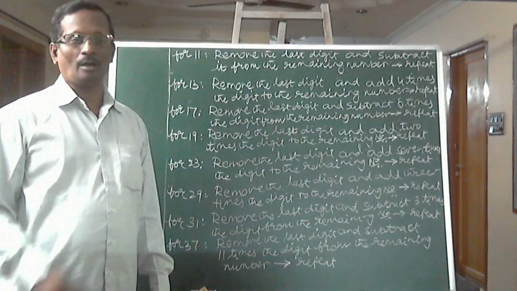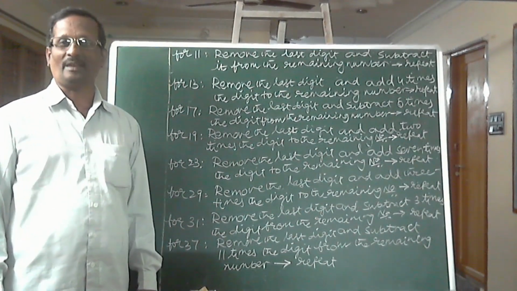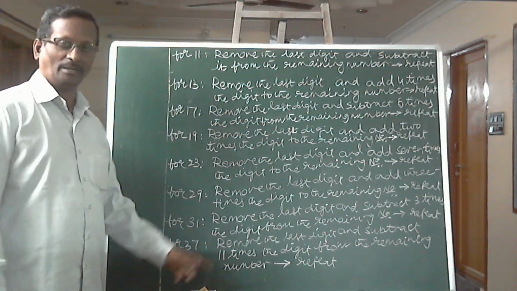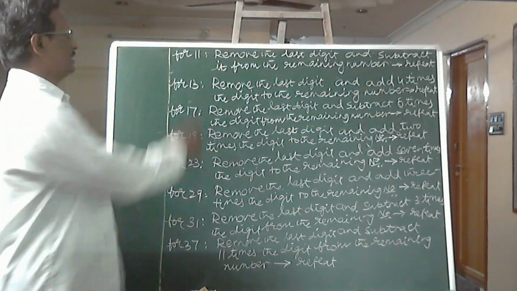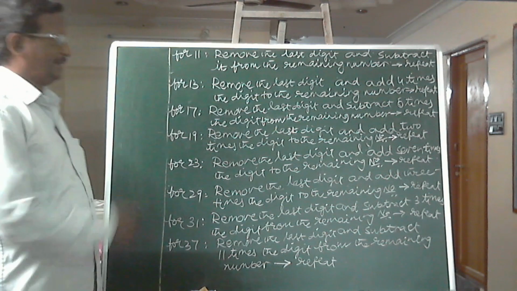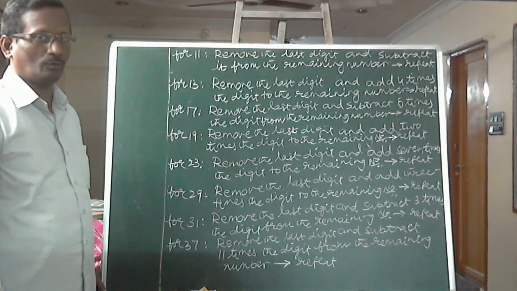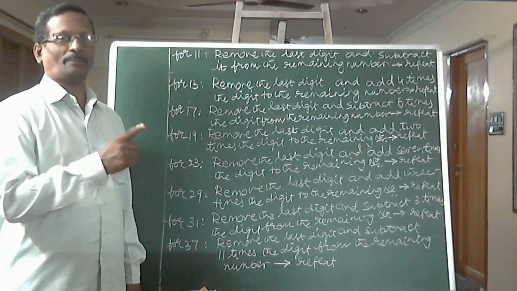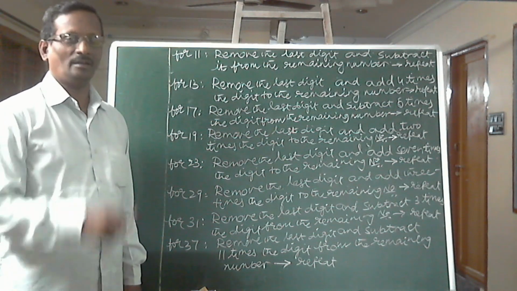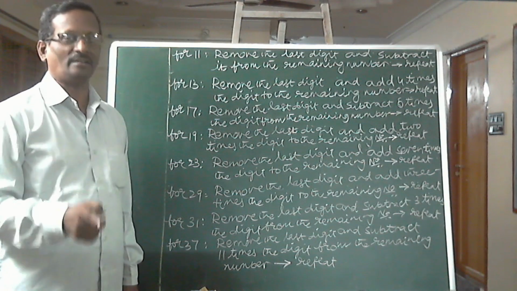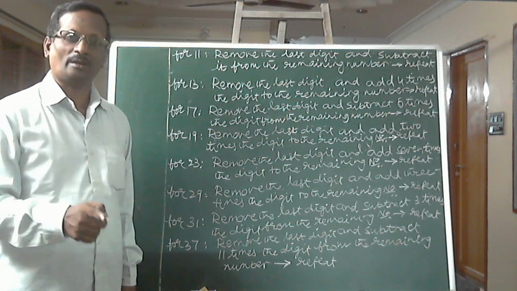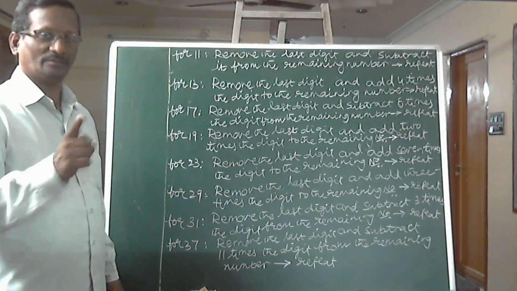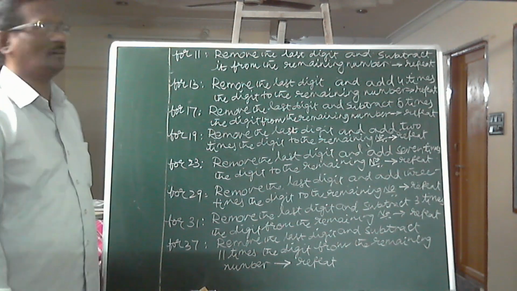We have learned almost all the divisibility rules from 11 to 37. Now, in brief, all the divisibility rules at a glance. Divisibility rule for 11. It is not the good old rule, it is the new rule. Remove the last digit and subtract it from the remaining number. The same process is to be repeated till we get a smaller number or a two-digit number where we can find whether the number is divisible by 11 or not.